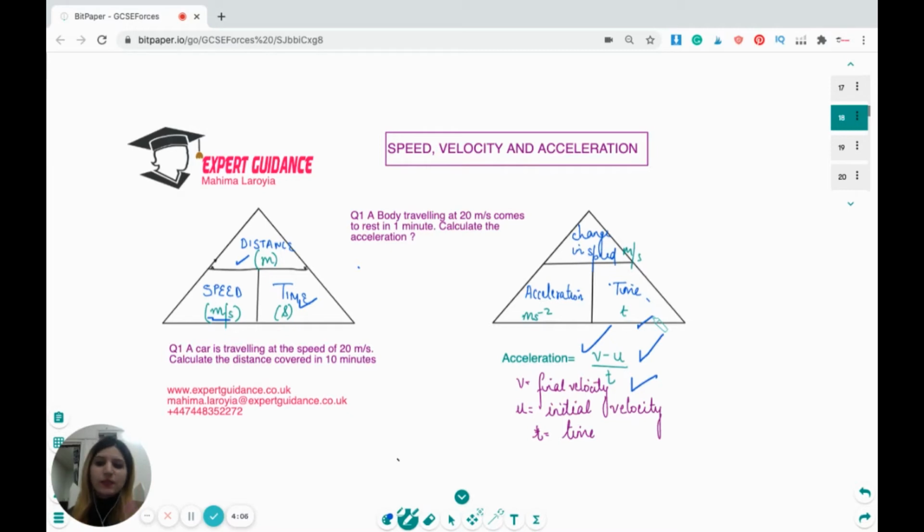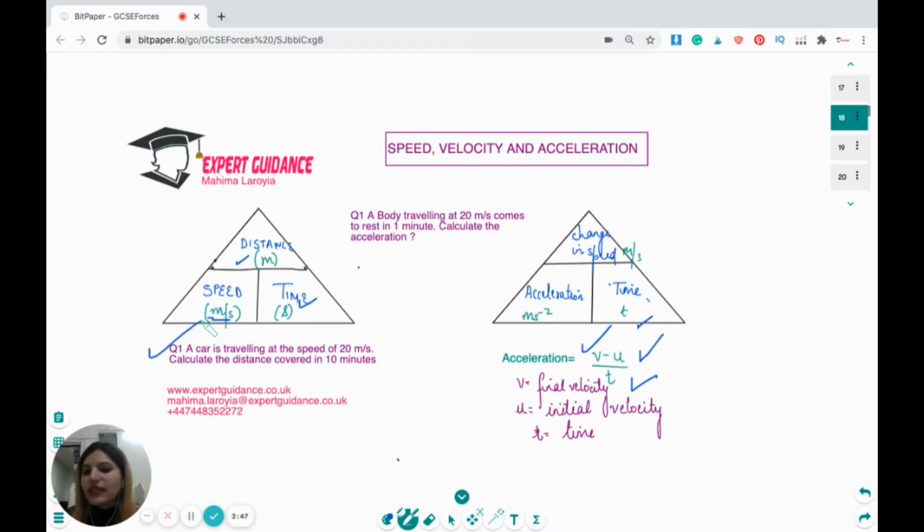So what is speed? Speed is distance over time. What is distance? It is speed times time. What is acceleration? It is change in speed over time. And how do you work out the change in speed? We do final velocity minus the initial velocity. Okay, now if you're clear with this triangle, try these two questions.